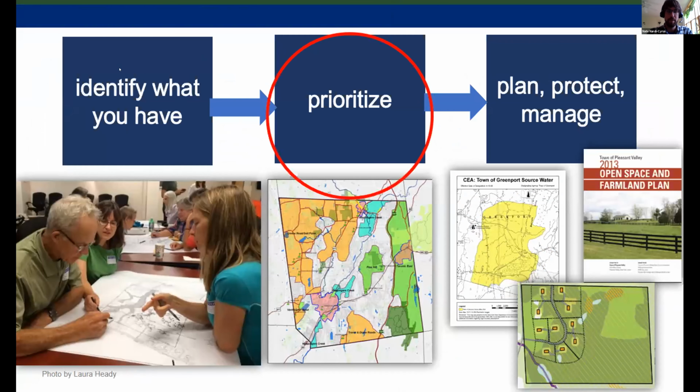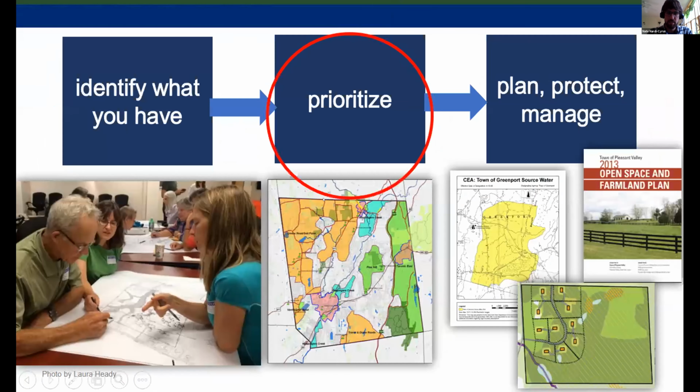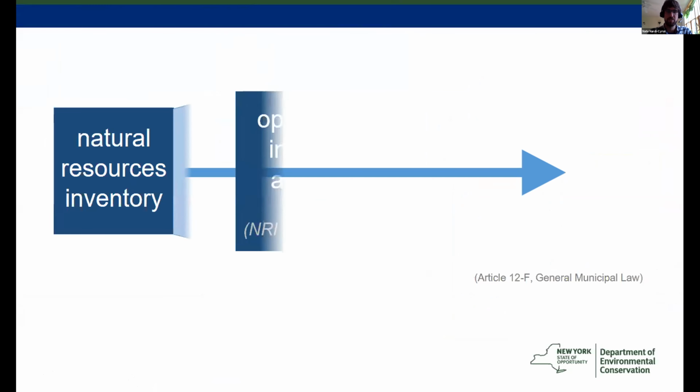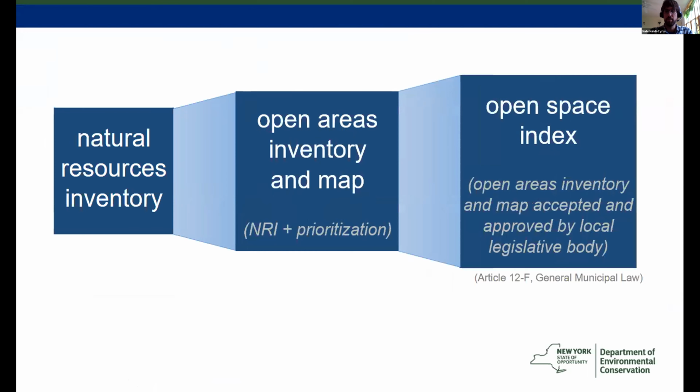Okay, the next step in this process is to prioritize. An example of a prioritization is starting with a natural resources inventory and going into an open areas inventory and map, which can become an open space index. And I don't want you to get caught up in the semantics because there's a lot of legislative authority behind all this stuff, and it can get kind of complicated.